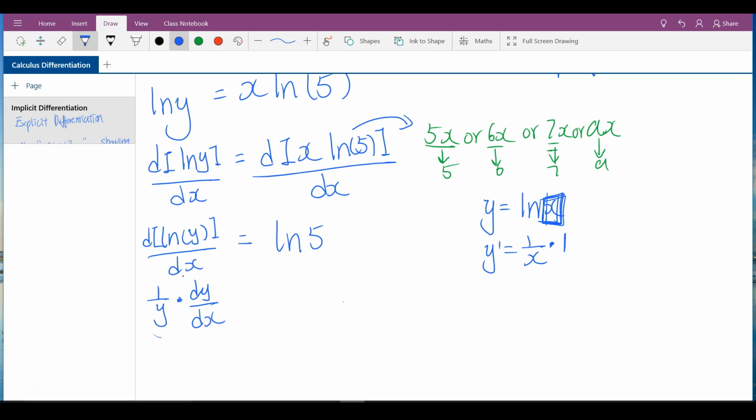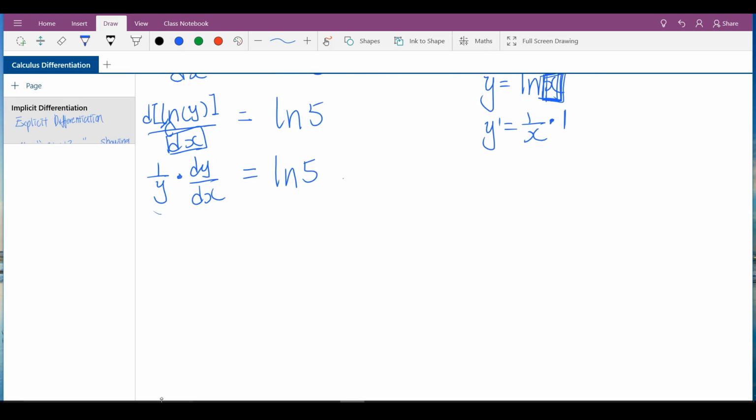Yeah? So just to make it clear, the first derivative has been used to differentiate ln, which gives you 1 over whatever the bracket is. So in this case, 1 over y. And we always have to multiply by, because this is like a chain rule, the derivative inside the bracket next, right? So which will be dy dx. And that is what we want. Okay, so that's equal to ln 5.